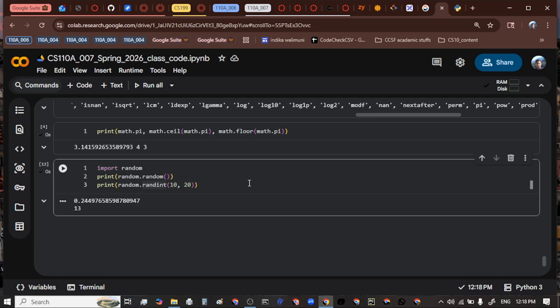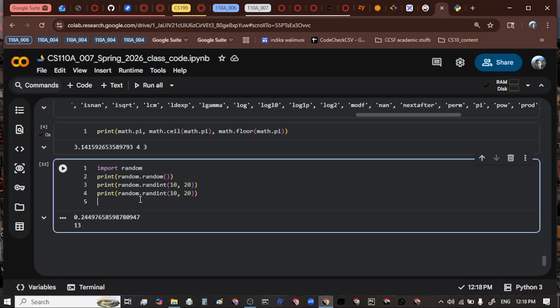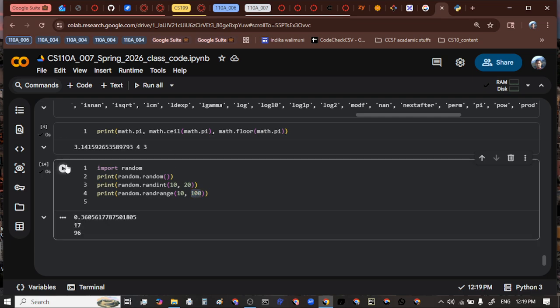And if you use randrange, right? So I'm going to use randrange now. Randrange, and let's say 1 and then 100. For randrange, this last input is not inclusive, so it's exclusive. So it's not included, and you'll get a number like this, right?